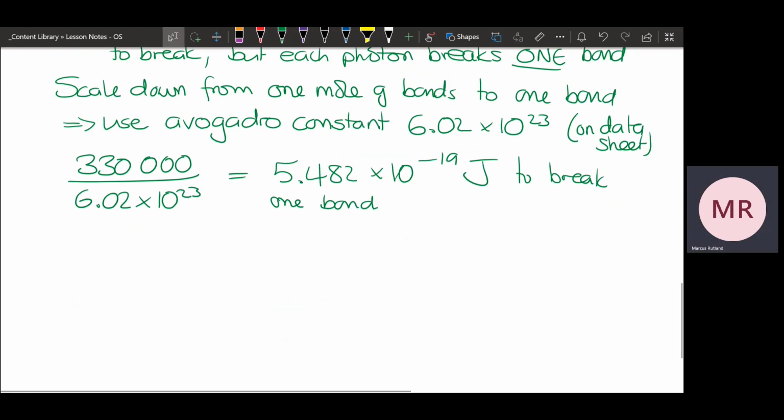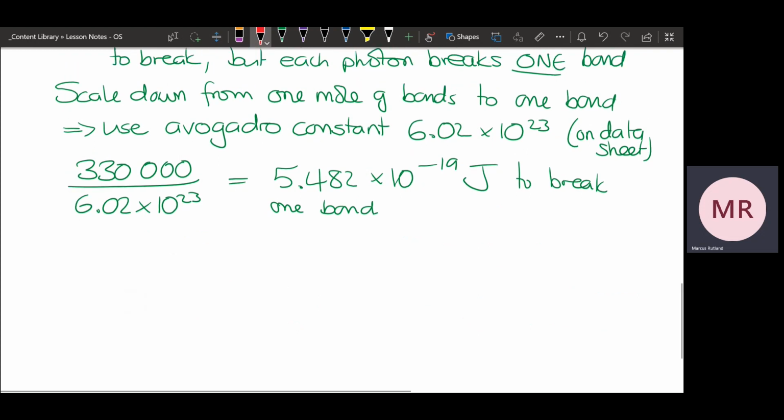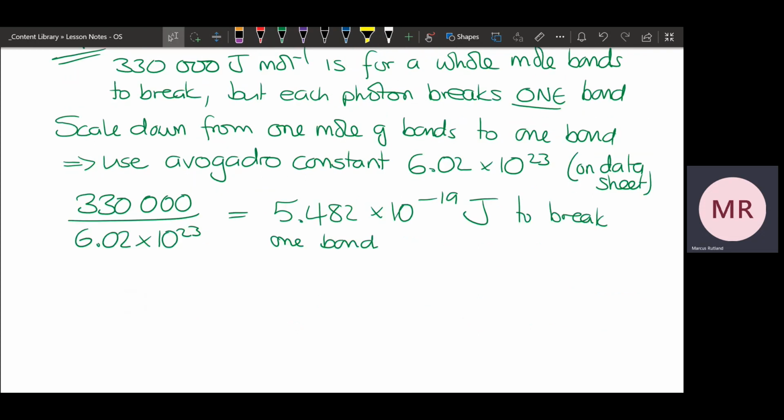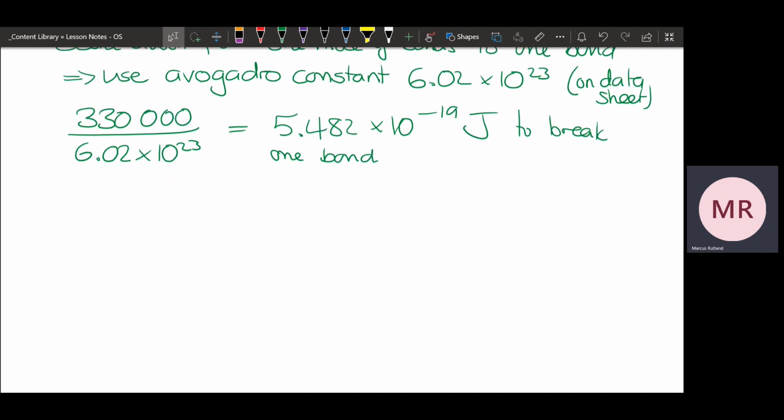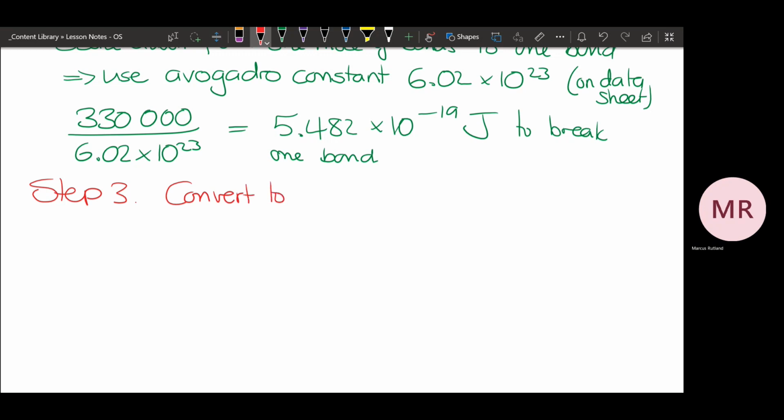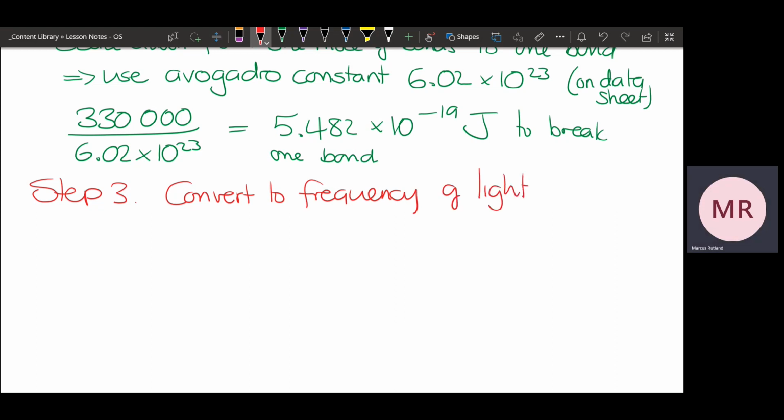Okay, the good news is at this point, we can now use E equals hf because we have an amount of energy in joules required to break a single bond, and that is what would be supplied by a single photon with just enough energy to break it. So step 3 is to convert to frequency. We know how many joules of energy are needed to break the bond, so what frequency of light will break the bond? We're going to use E equals hf.